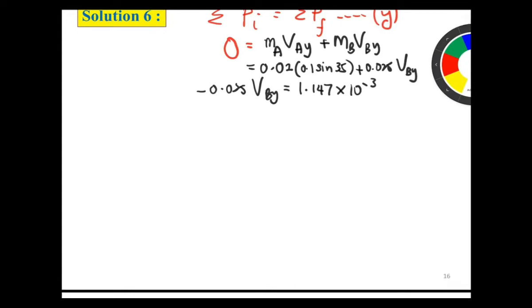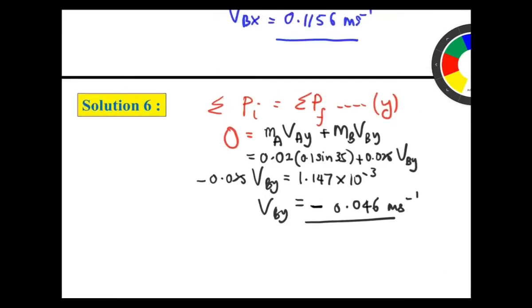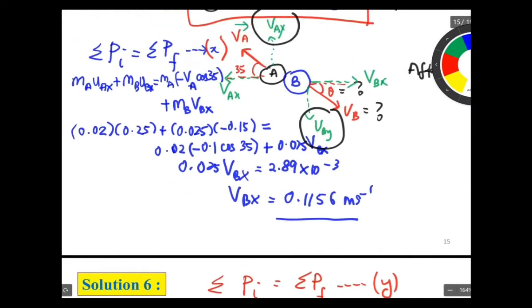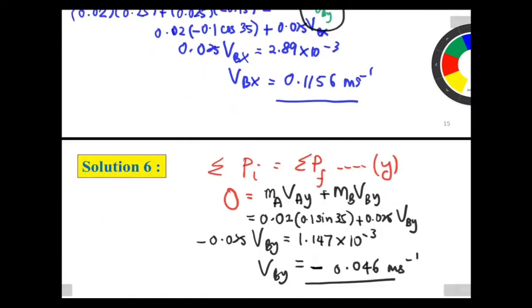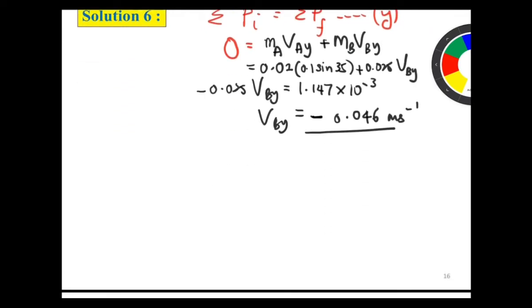Negative 3. Okay. So VBY is equal to 1.147 power of negative 3 divided by 0.025. So negative 0.046 meter per second. Nampak kita akan automatic dapat negatif jawapan dia. So awal-awal tak perlu letak negatif positif. Benda yang kita nak cari dan tak diberi nilai, so tak perlu letak apa-apa. Kita follow dia punya rules saja, step by step. Okay, so tak menjawab soalan lagi.